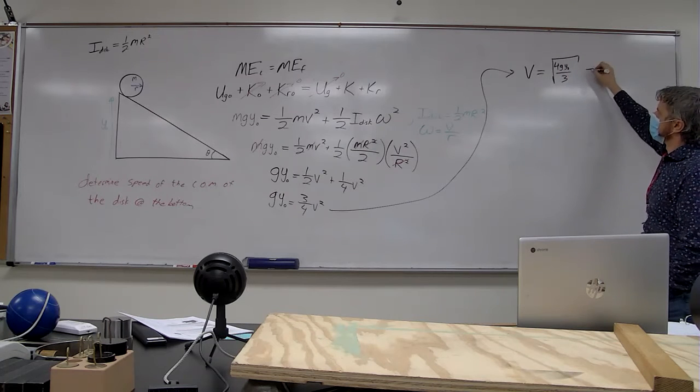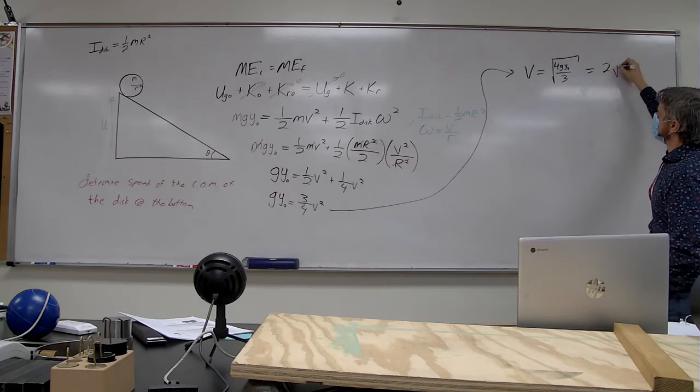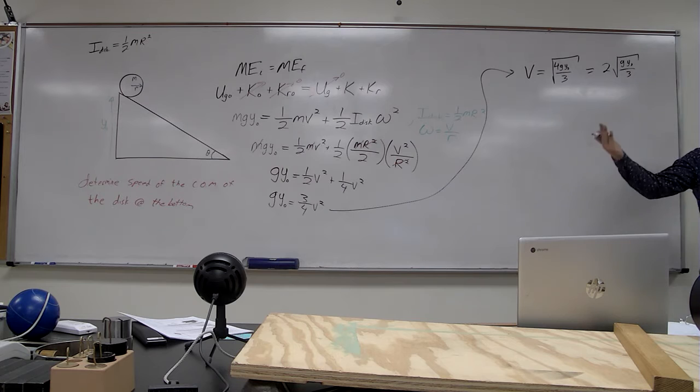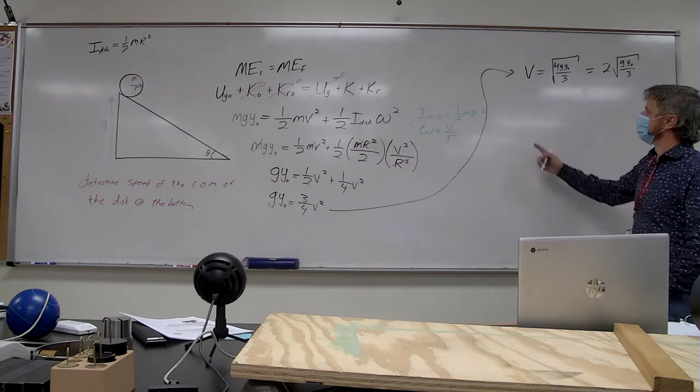And Miss Burke would probably want you to write 2 times the square root of g y naught over 3, and I'd probably do that too. Gee, why not? G why not? Why reduce it? G why not? There you go. Funny stuff. So that's the speed.